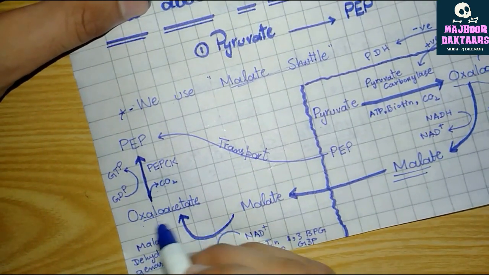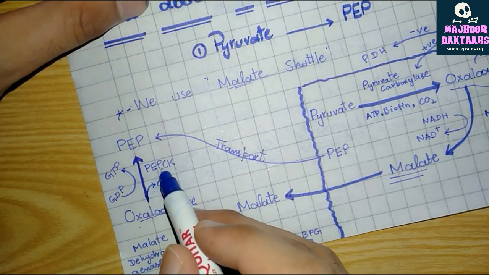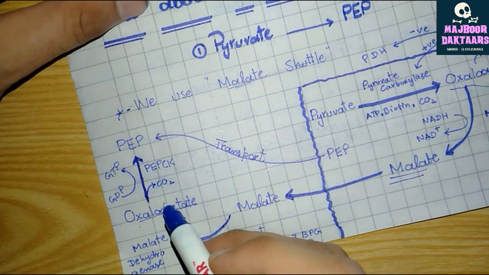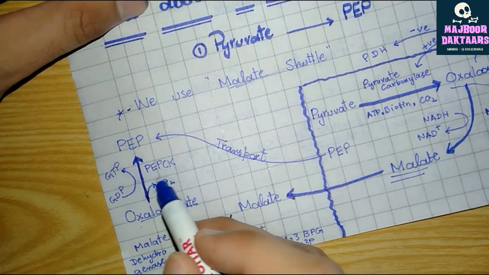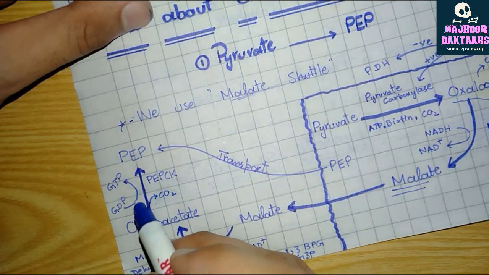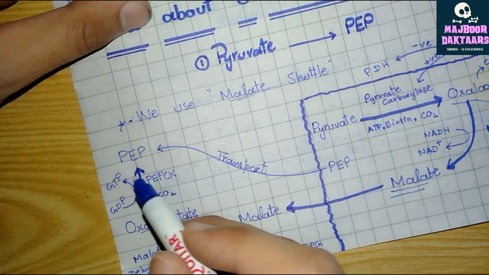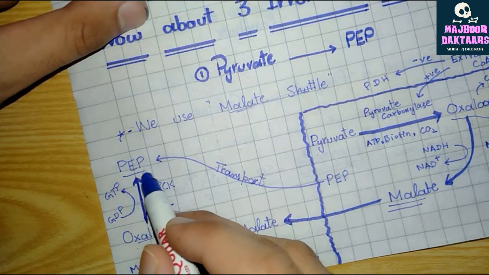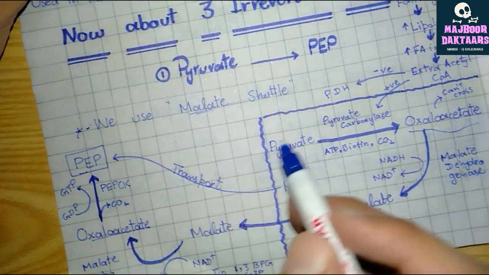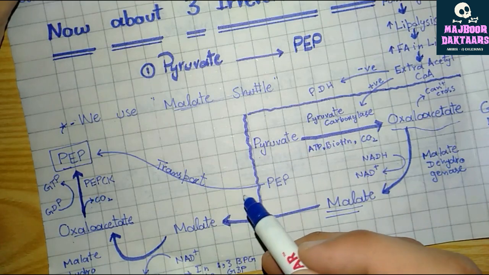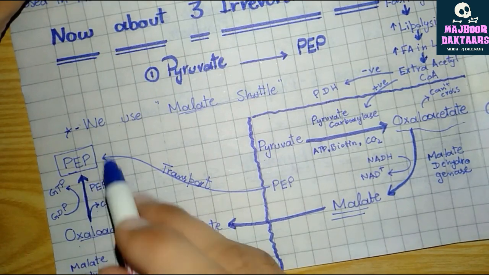Now this oxaloacetate is acted upon by a special enzyme known as phosphoenol pyruvate carboxykinase. As the name indicates, when oxaloacetate is acted upon by it, it will remove the carbon dioxide and remove the phosphate group from the oxaloacetate. So when it does this, it forms phosphoenol pyruvate. Now a special thing here is that phosphoenol pyruvate is also present inside the mitochondria. So it is transported via a special transporter into the cytosol, which is also gathered here.